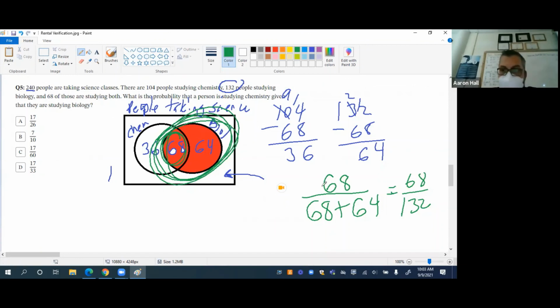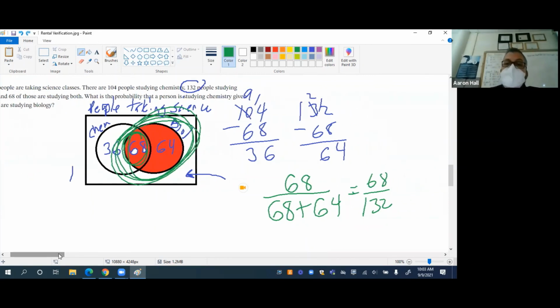Oh, it looks like they simplified. Can we simplify this? Is that simplifiable? They're both even, so I know 2 goes into it, which means we can cut both of them in half. 68 becomes 34. Half of 100 is 50, half of 30 is 15, 50 plus 15 plus 1, 66. Does that sound right?